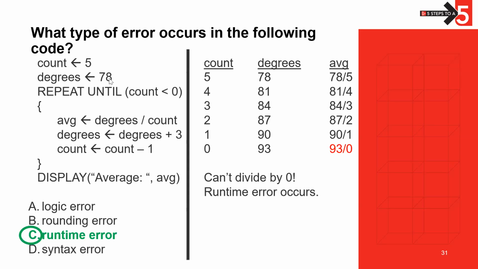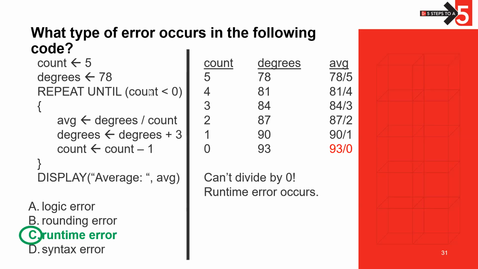Set up degrees, it starts at 78. Then we enter our loop and we're going to keep going because 5 is not less than 0. And then I created a column here for AVG, for average. And I didn't calculate it out. All I really need to know was that it's the current value of degrees divided by the current value of count. And then degrees has 3 added to it. So it's now 81. Count has 1 subtracted. It's now 4. And then we go back up and we check our loop.